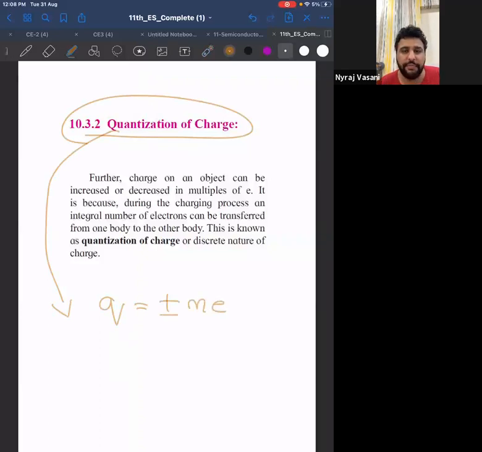Have you seen this formula somewhere? Yes, sir. Q is equal to plus or minus NE. Can I say in current electricity, this was one of the starting formulas that you had done. Now this formula is called quantization of charge. That's it. So tell me, what does Q stand for?